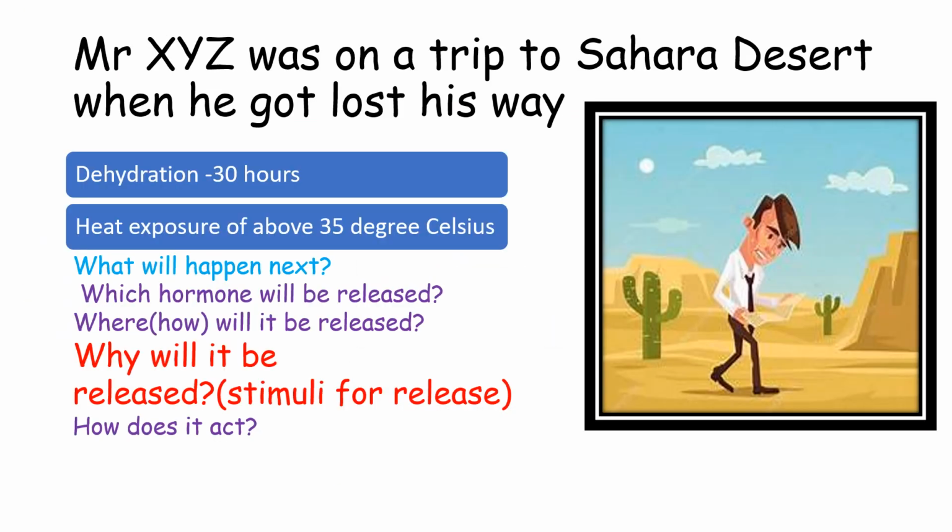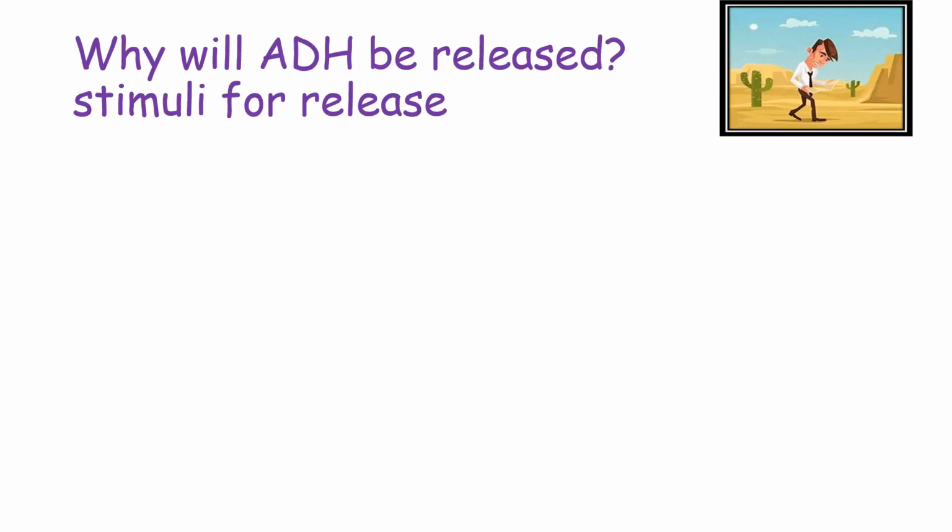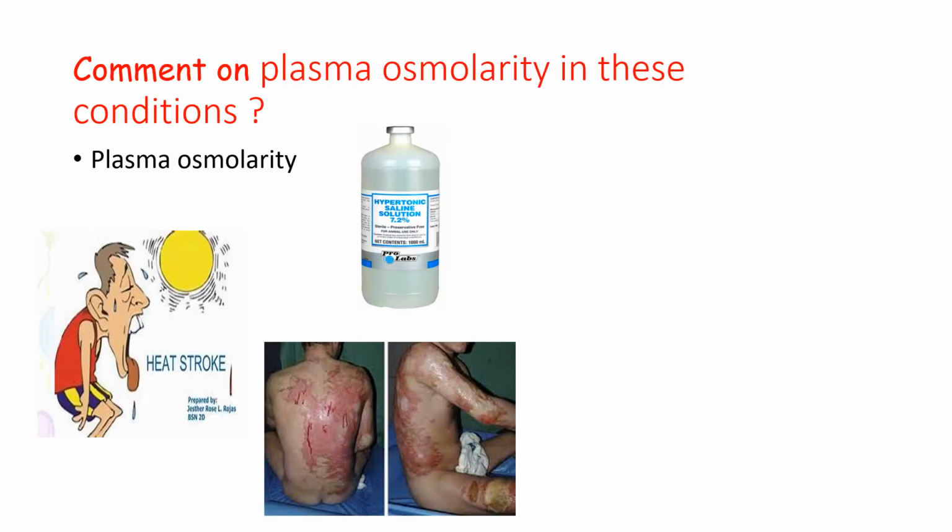Now you see the same slide. We have already covered which hormone will be released. We know by now how and where it will be released. Next is why it will be released: the stimuli for its release, we need to understand that. So why will this ADH be released in this person, or what is the stimulus for the release of ADH? We have already covered this. The plasma osmolarity plays an important role in the release of ADH.